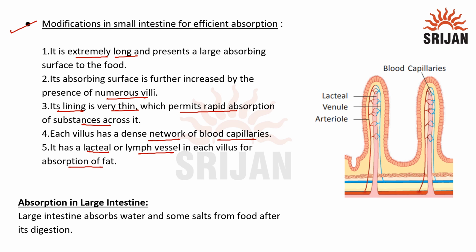The large intestine does not play any major role in absorption. It absorbs only water and some salt from the food after its digestion. In this image we can see the villi, and the villi are supplied with blood capillaries as well as with the lacteal, which help in the absorption of digested food.